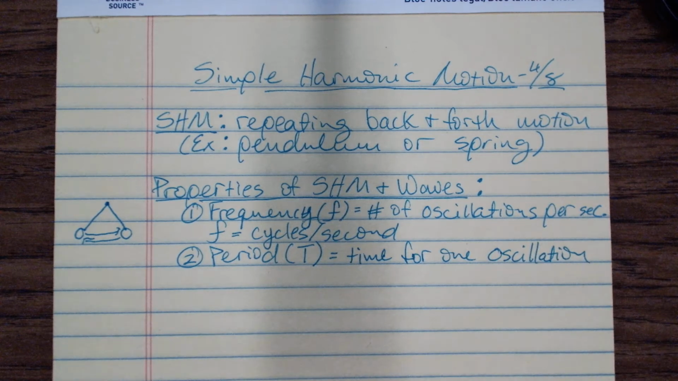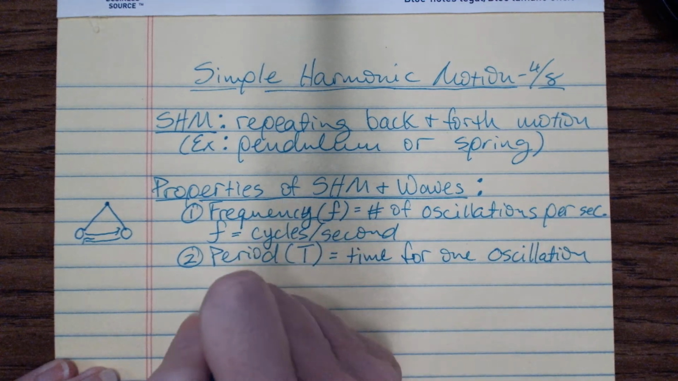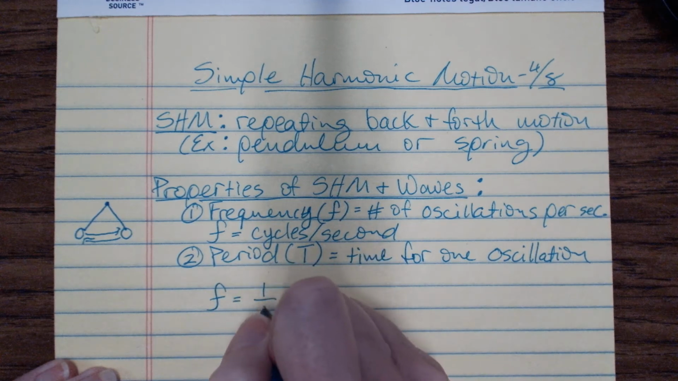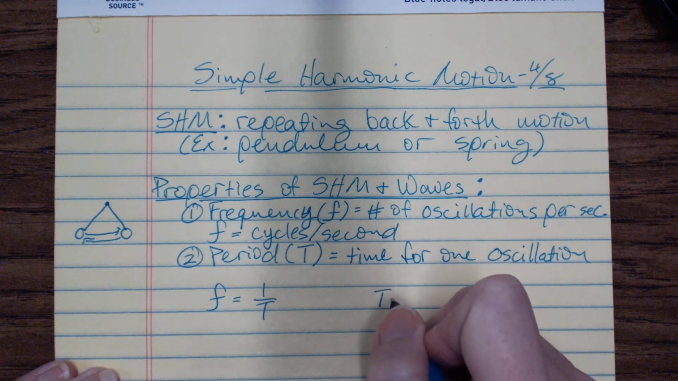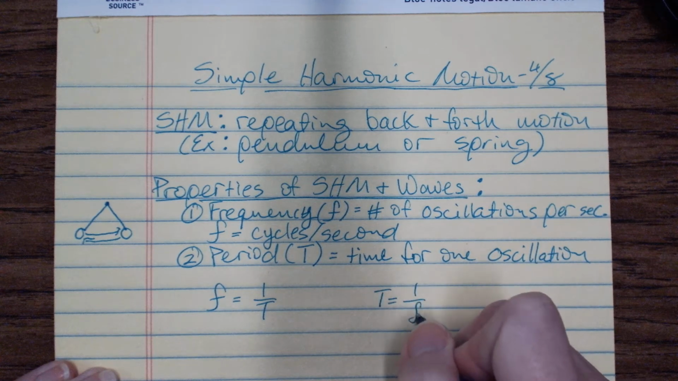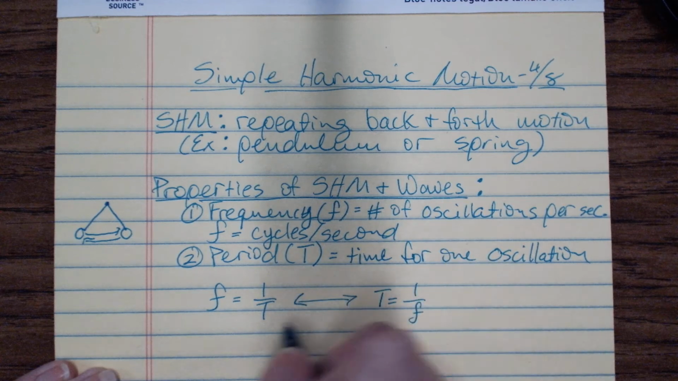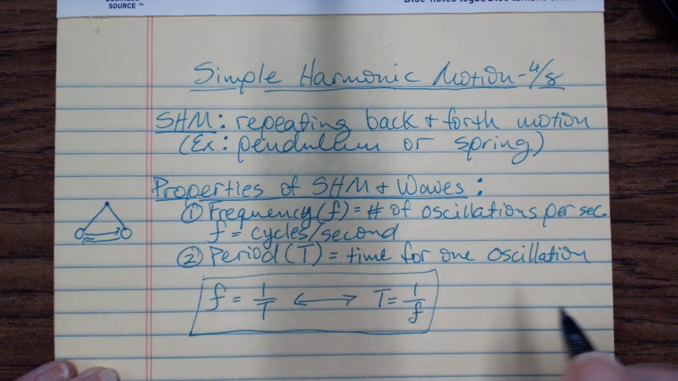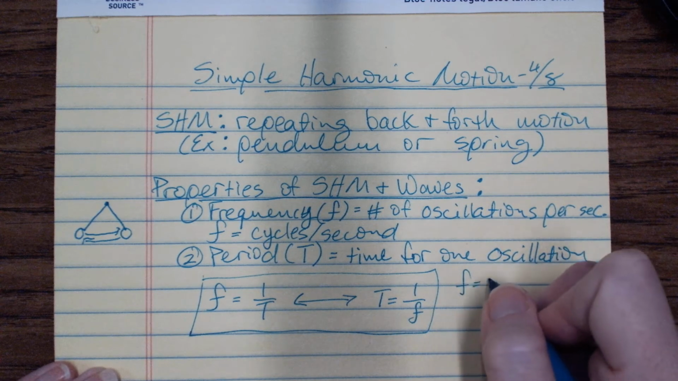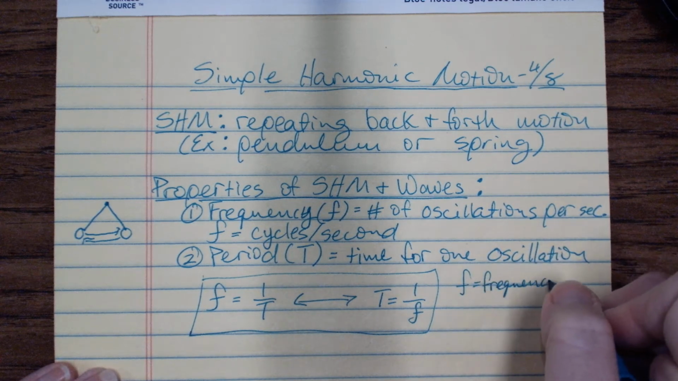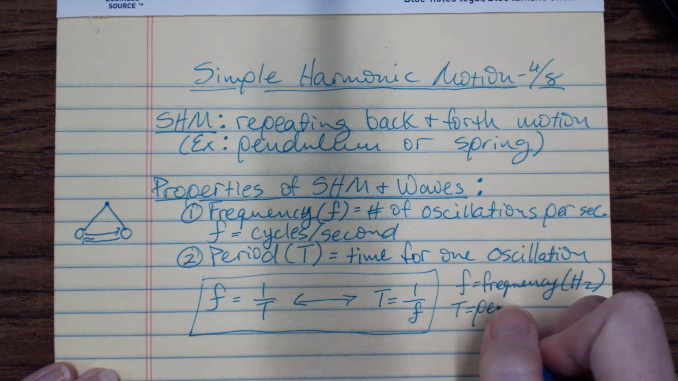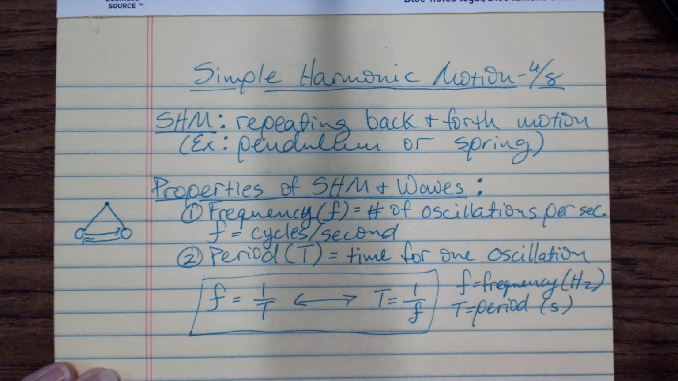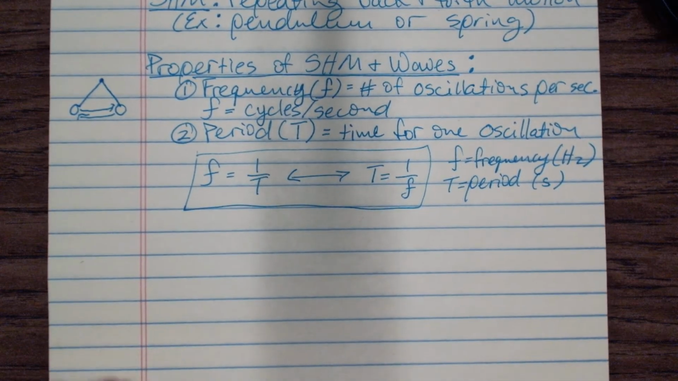Okay, so frequency and period are related. So frequency equals 1 over the period, but that means also that the period equals 1 over frequency. So these are interchangeable. They're just inverses of each other, basically, where f is your frequency, and that needs to be measured in hertz, and T is your period, and that's measured in seconds. Okay? All right, then we have a couple more properties to talk about.